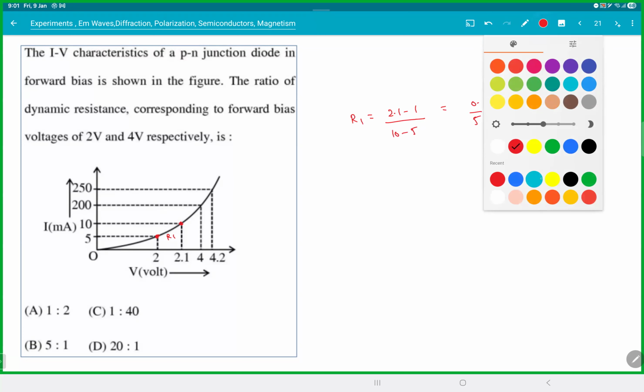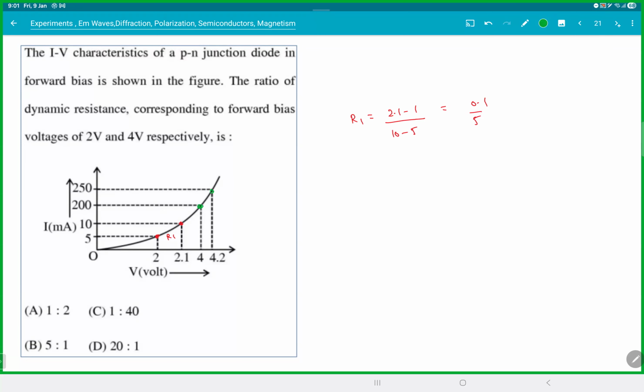Now for the second region, take between these 2 points, let's call it R2. Be careful, voltage is on x-axis, current is on the y-axis. R2 will be 4.24 by current will be 250 minus 200, 0.2 by 50. Divide them, you'll get the ratio. I think C is the answer.